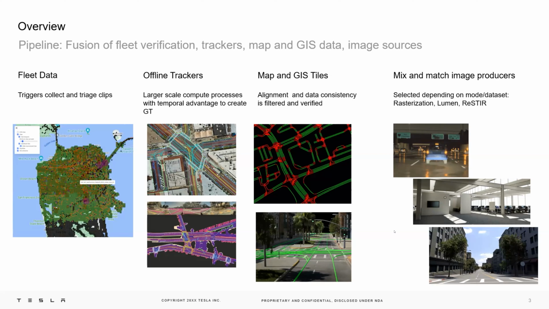And then finally, we render the environments in a variety of different image producers, depending on the application. So we do use Unreal, both the legacy renderer and also Lumen. And then we have our own real-time ray tracing renderer as well. And so we mix and match those image producers depending on the data set projects that we have going.